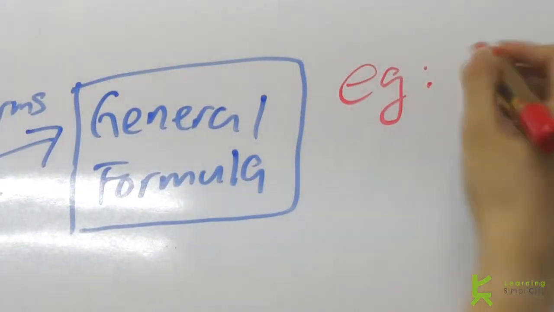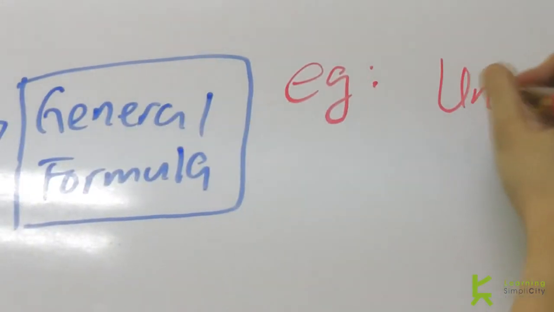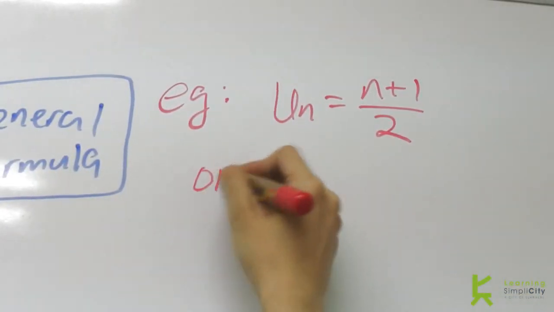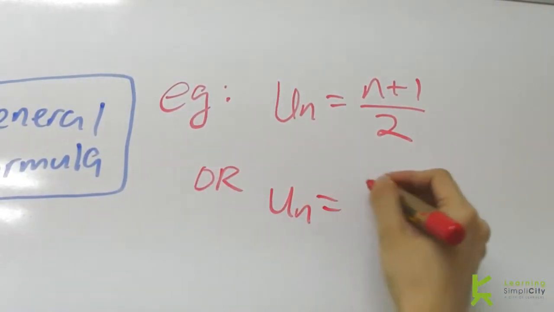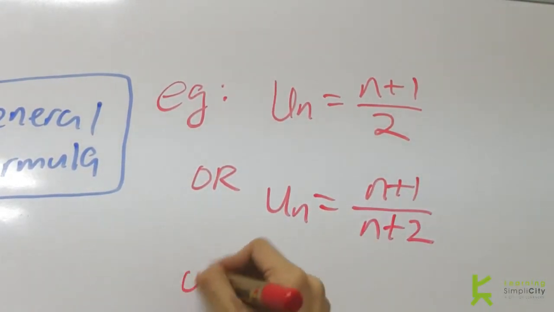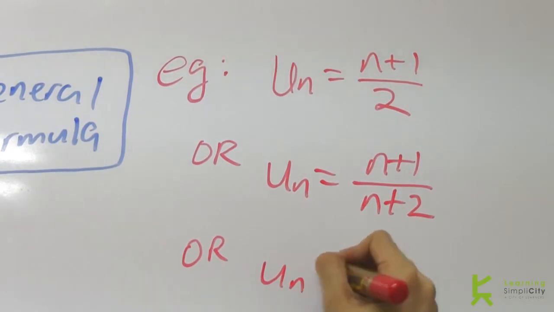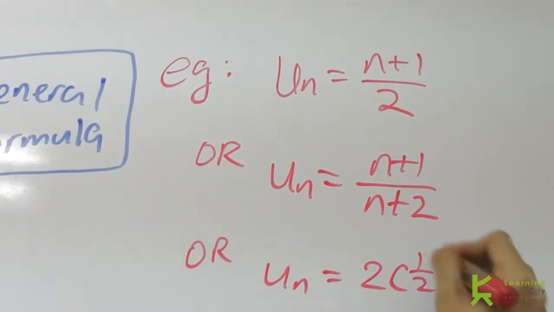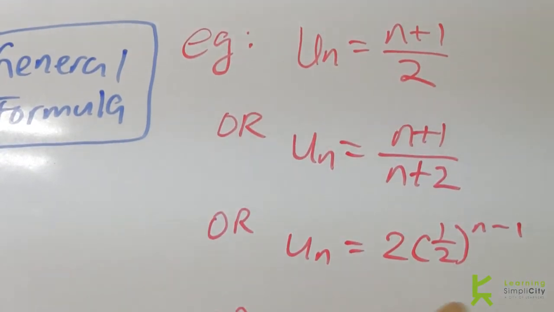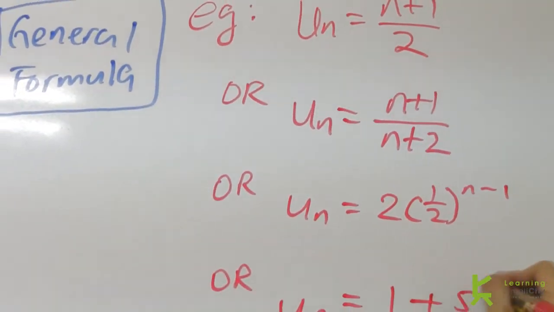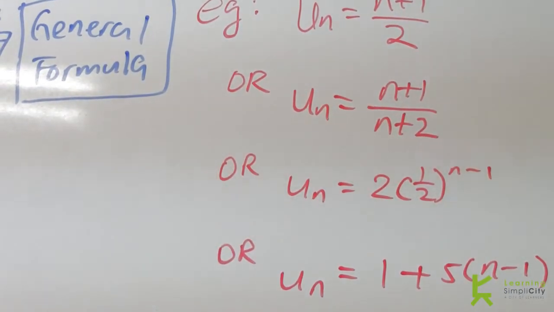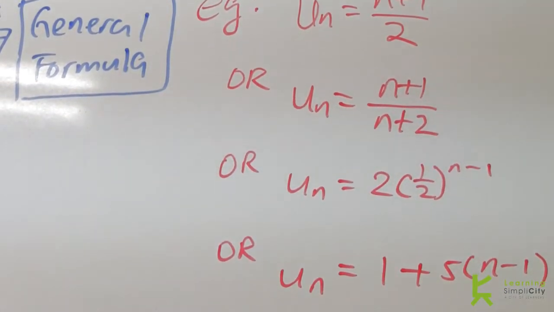The first example, we have un equals (n+1)/2. Also, we can have un equals (n+1)/(n+2). The third representation can be in the form of un equals 2 times (1/2)^(n-1). The last example, un equals 1 plus 5 times (n-1). Did you notice that the last two sequences described above are special progressions?